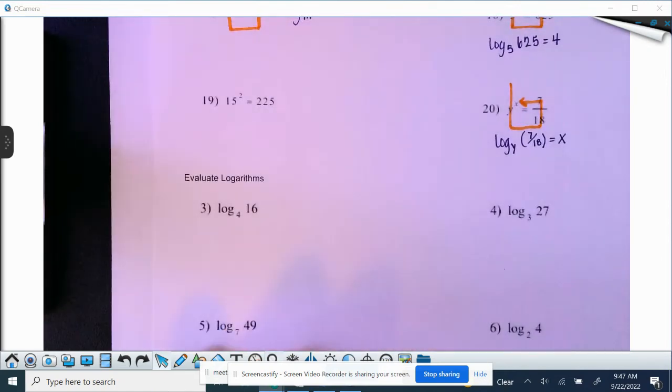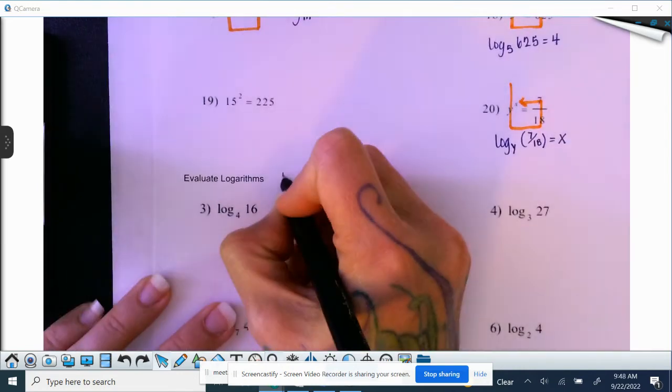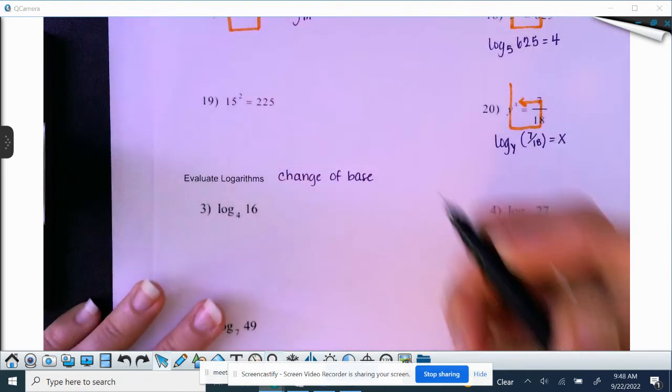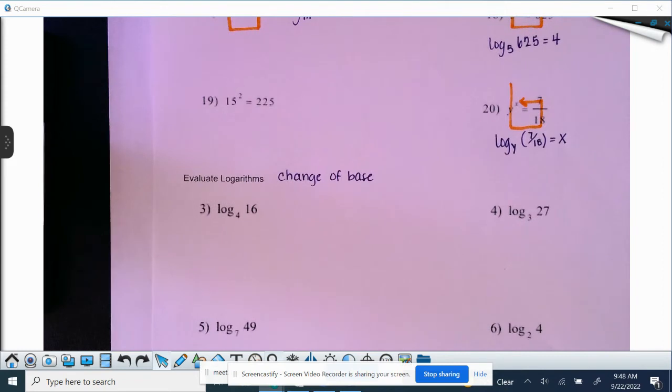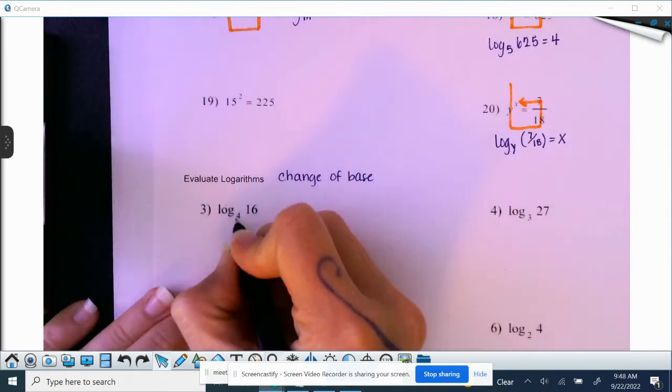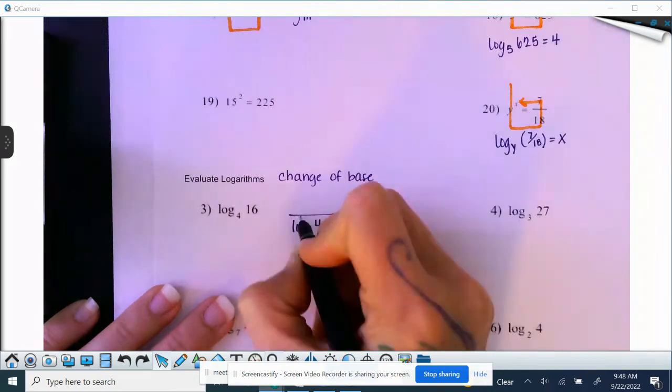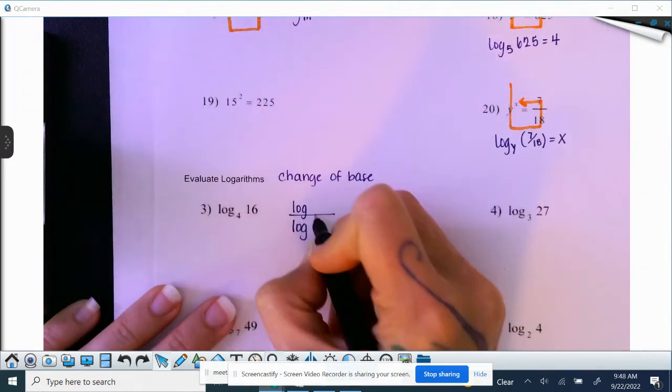So evaluating logarithms. This is really silly, but because I'm a teacher and we're supposed to learn the things. This is called change of base, and I say this because I don't want you to go to another math class and then all of a sudden you're like, oh, I've never heard of that before. Change of base is the way to solve these without a calculator, without Desmos. So whatever's in the basement stays in the basement. So log of 4, and whatever's on top stays on top.